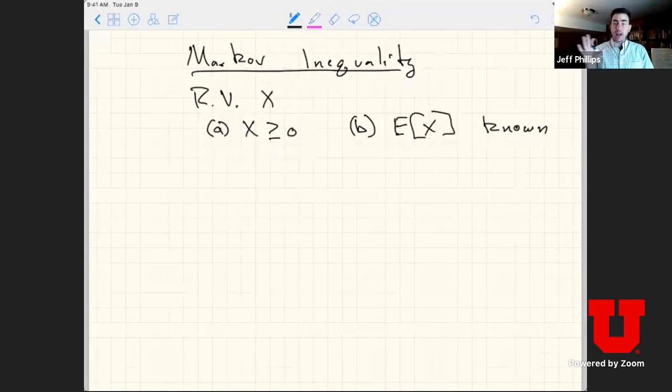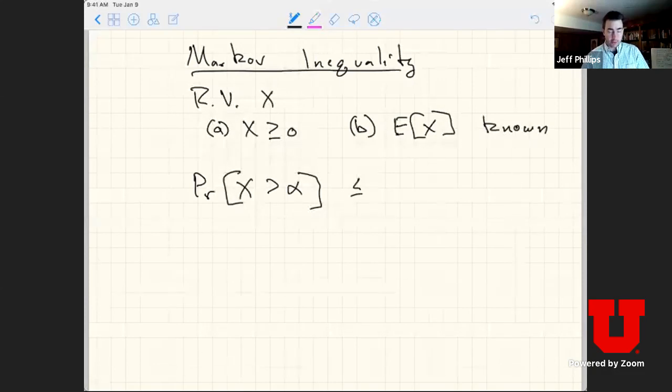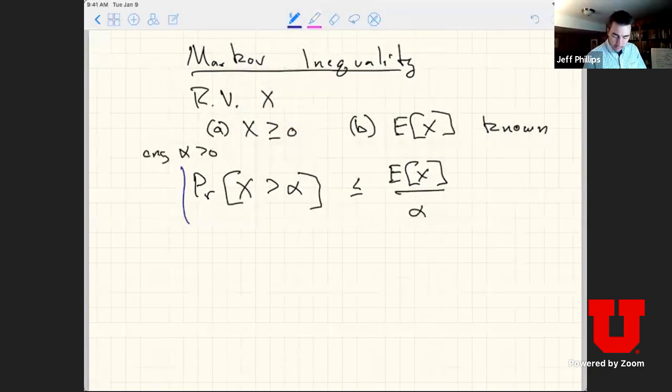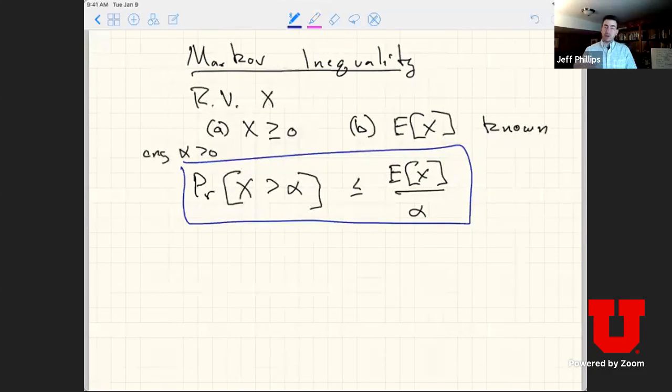Okay, and if these 2 things are true, then we have the following inequality: the probability that x is greater than alpha, for any alpha greater than 0, is less than or equal to the expected value of x, which we know, divided by alpha. So this is a rule. For any alpha greater than 0, for any random variable that cannot take a value less than 0, that's all we know about the probability distribution, this inequality has to hold.